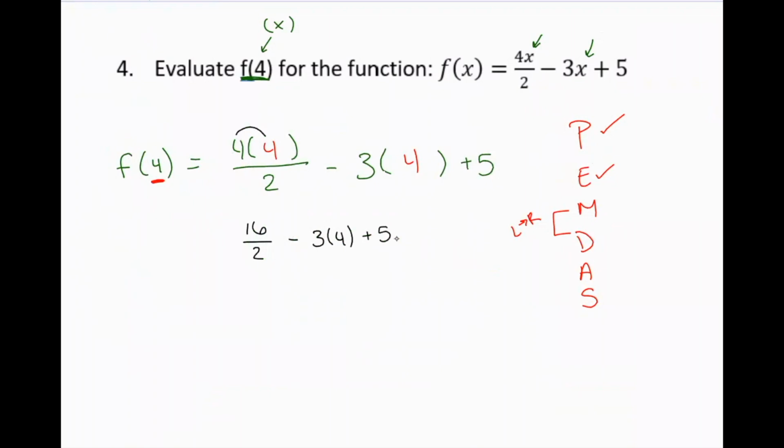Again, we're going left to right. So I need to get rid of this fraction first. 16 divided by 2 is 8. Bring everything else down. From there, we've got multiplication going on right here. I've got negative 3 times 4 is negative 12. Bring everything else down.